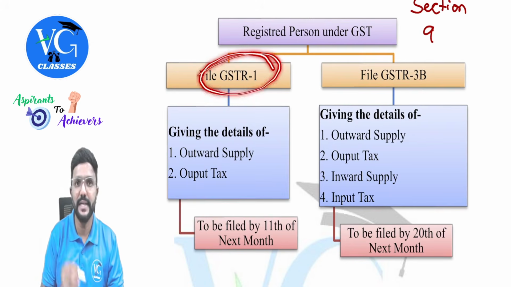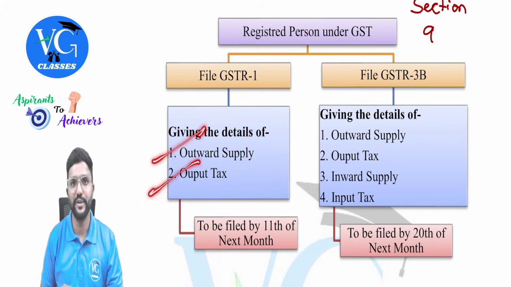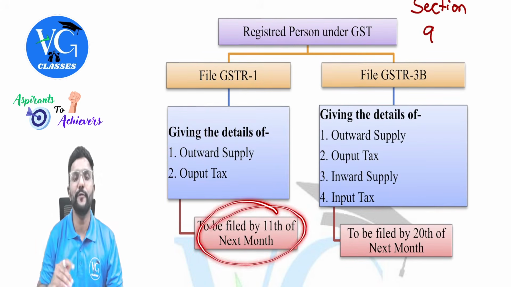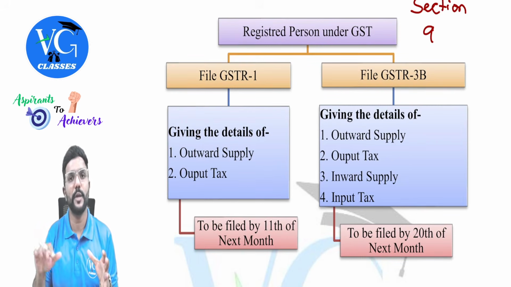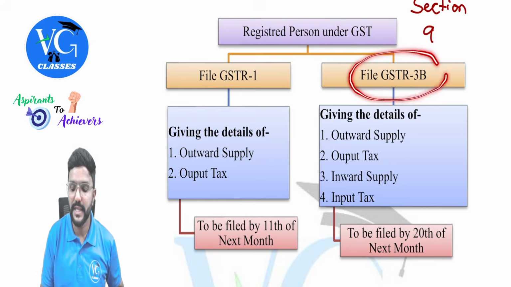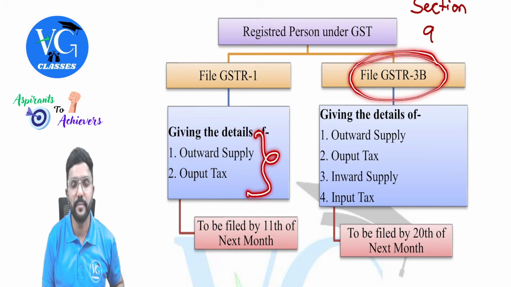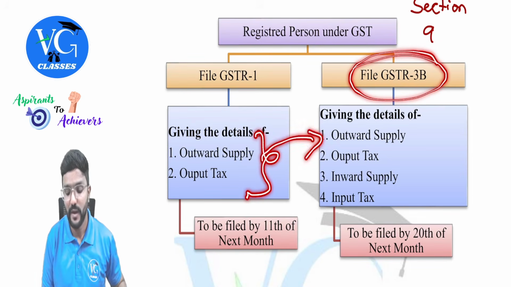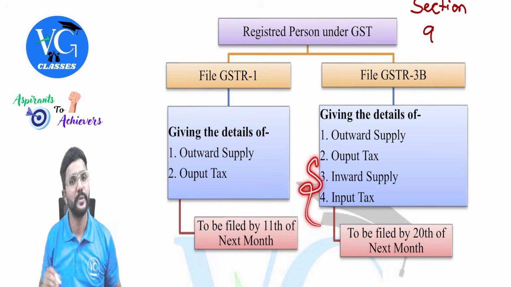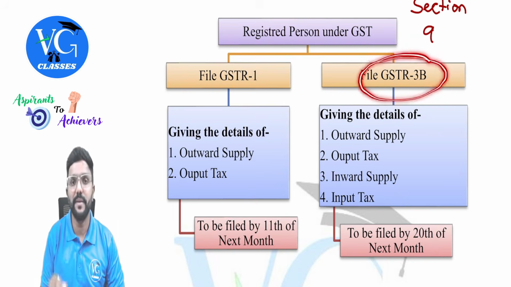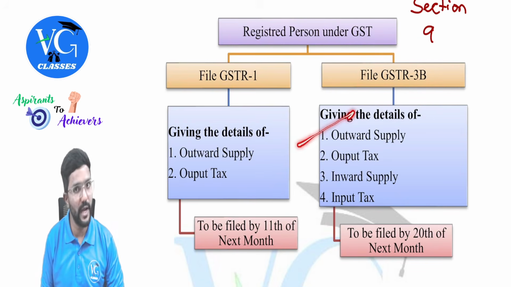So GSTR 1 contains the details of outward supply and output tax. It has to be filed on or before 11th of next month. Okay, so for March, we need to file it on or before 11th April. Then GSTR 3B, whatever details have already been given in GSTR 1 will come here, along with whatever credit is appearing in GSTR 2B, even that will come here. Okay. So GSTR 3B will contain the details of outward supply output tax plus inward supply input tax.